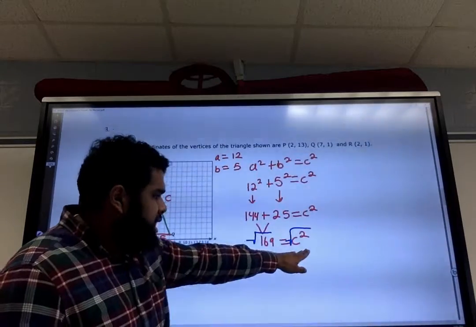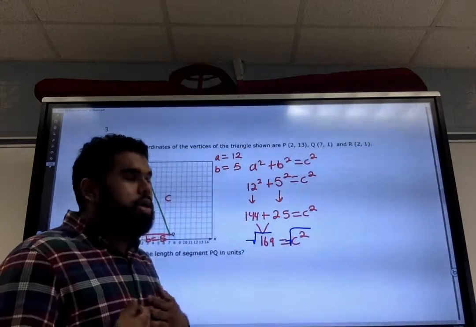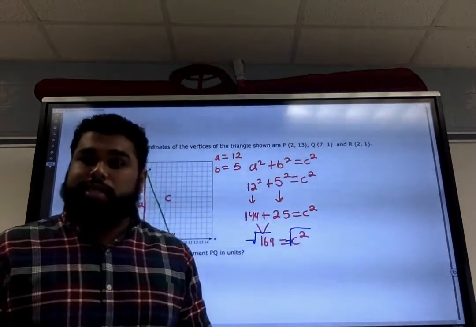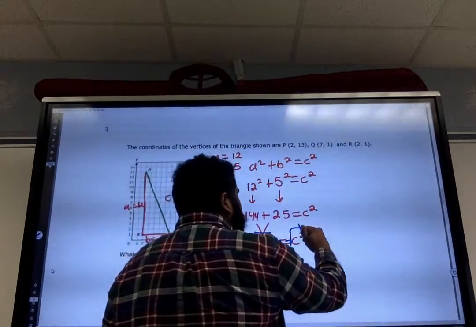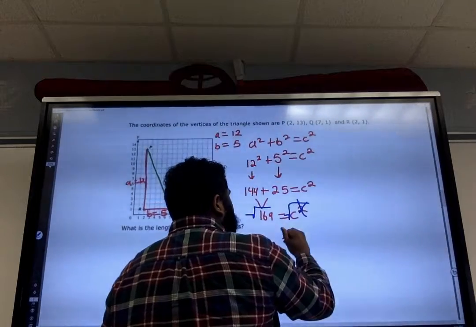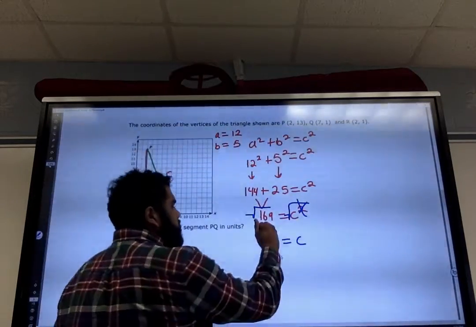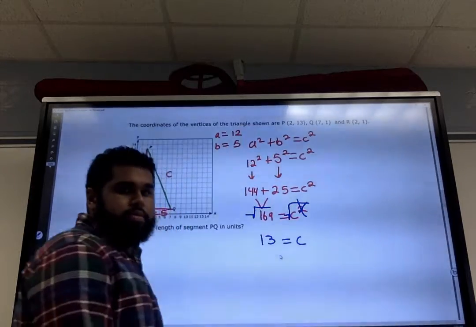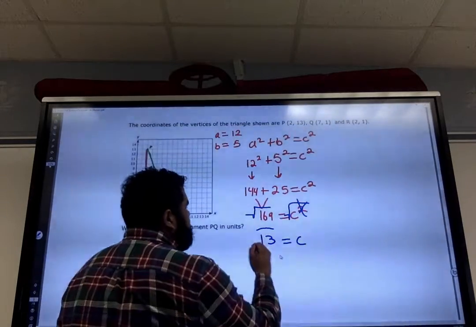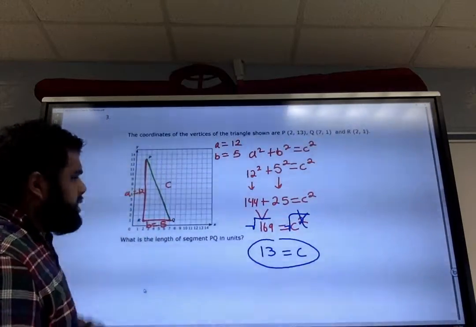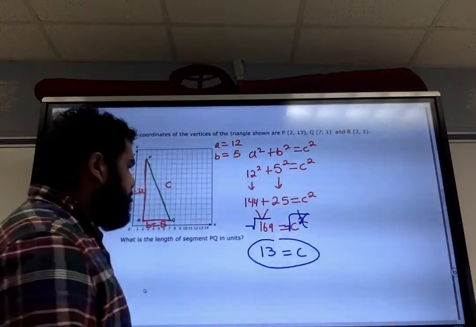Remember, when you take the square root of something that is already being squared, it just cancels each other out. So these cancel each other out. So I'm left with the square root of 169, which is 13. Okay? So 13 equals C. That is how long the PQ segment is. That's our hypotenuse.